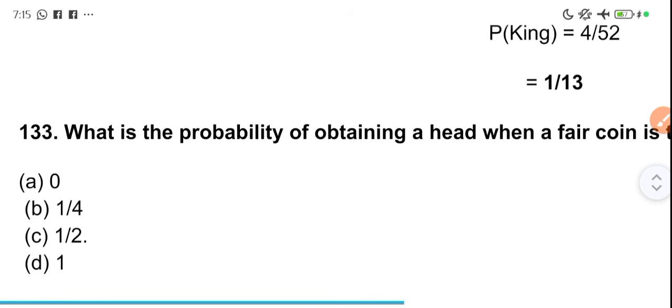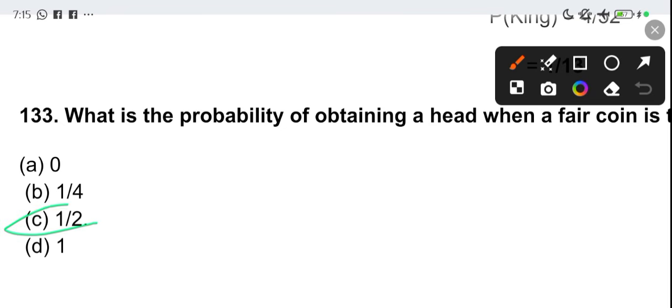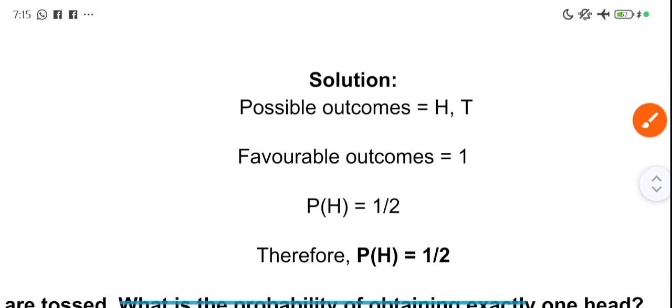So moving on, another set of probability questions that you will be coming across is coin. They say, what is the probability of obtaining a head when a fair coin is tossed? How many heads are in the coin? 1 head, 1 tail. So you have 1 over 2, that gives us half. You can see it here, 1 over 2.